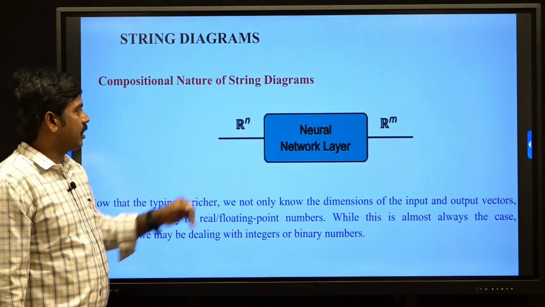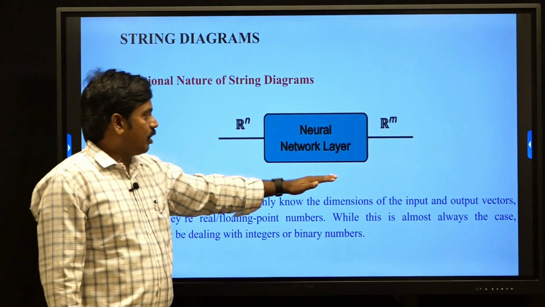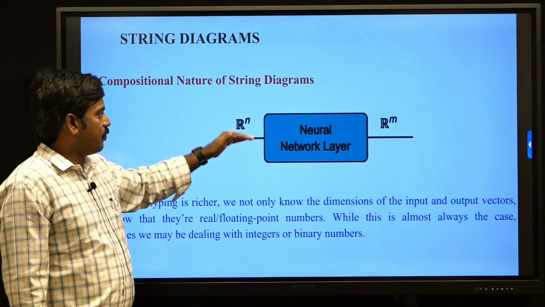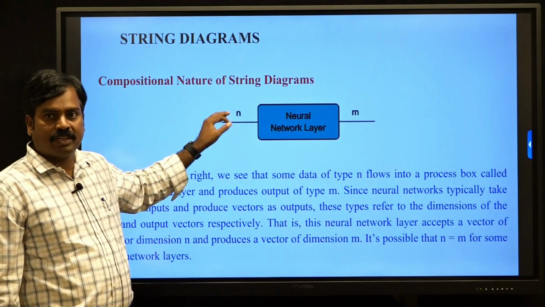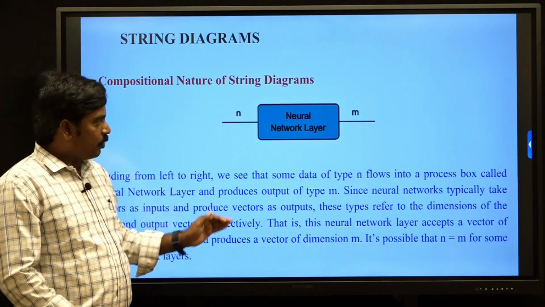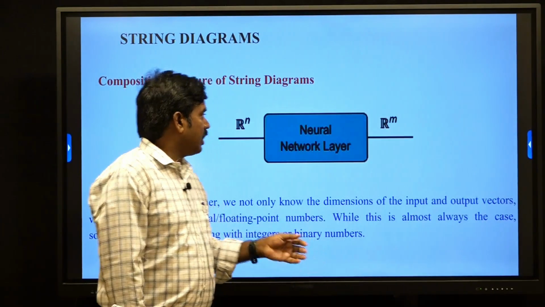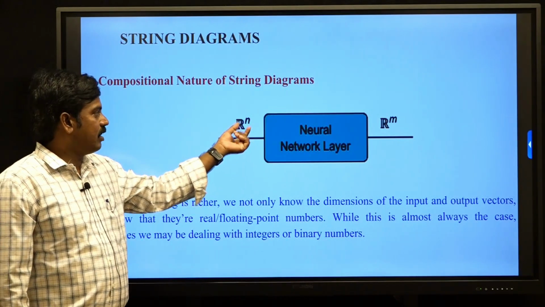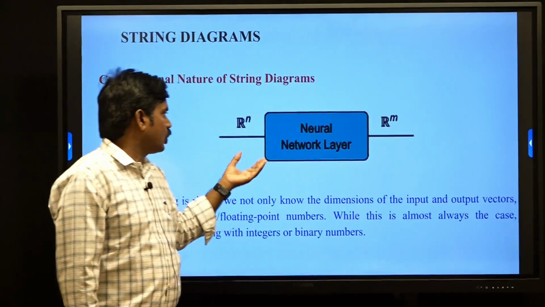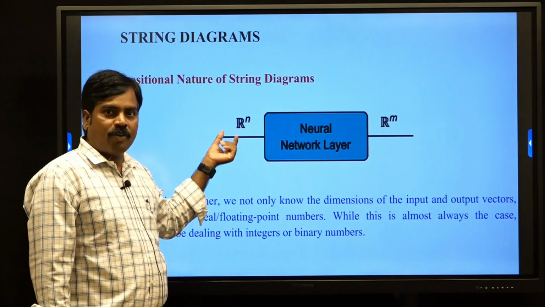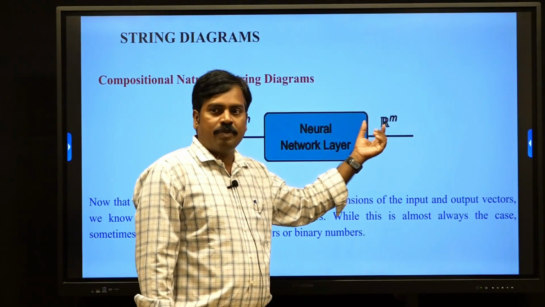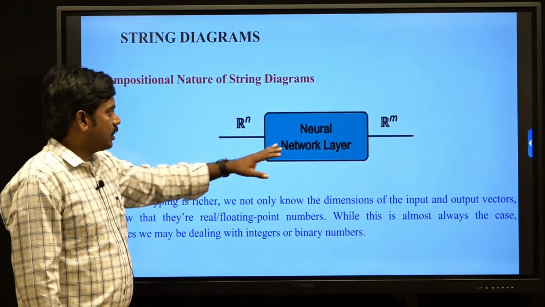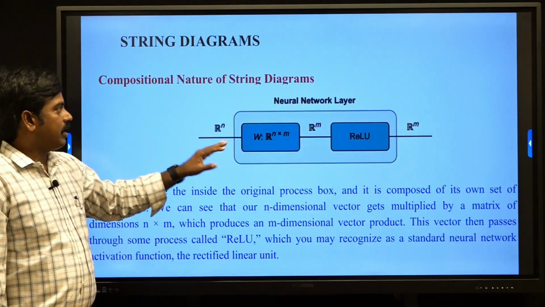This is also a string diagram. The difference from the previous one is that previously we did not mention the type of the input and output data. Here we mention the types Rn and Rm. The neural network receives n dimensional real or floating point data and produces m dimensional real or floating point output. This is the simple real string diagram.